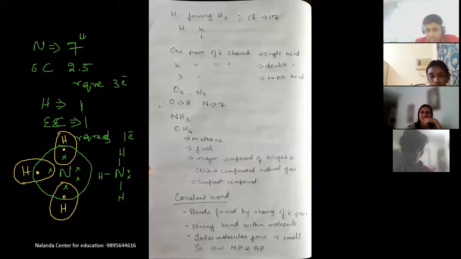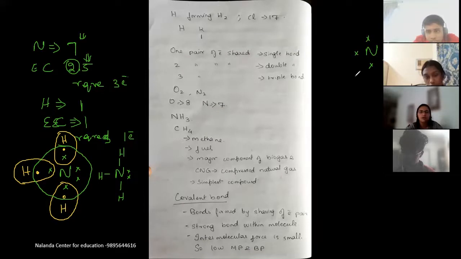Ma'am, but only 5 is there. And then 2, 5. No, when you draw the dot structure, you are supposed to write only the outermost electrons. You will be drawing only the valence electrons. So as far as nitrogen is concerned, I am not bothered about this 2. I will be drawing only 5. So 1, 2, 3, 4, 5.